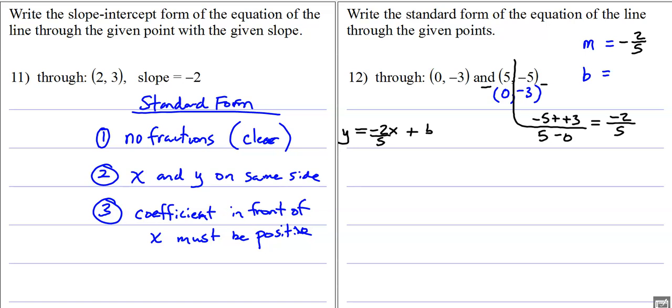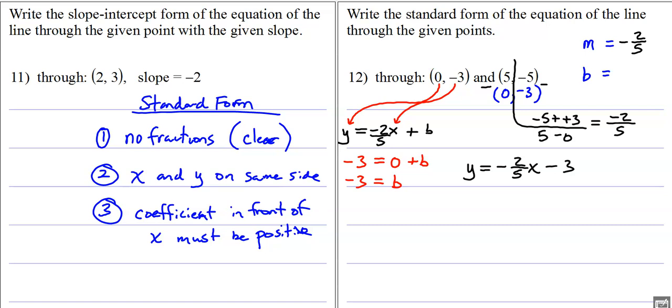We now need to solve for b, just like we did in the last problem. I'm going to use this point on the left because I like 0. 0 wipes things out a lot of times. So if I plug this in for x and I plug this in for y, it looks like we're going to luck out and we're going to have negative 3 equals 0 plus b, which is really nice. So b just equals negative 3. So now I have a slope-intercept equation of y equals negative 2/5 x minus 3.